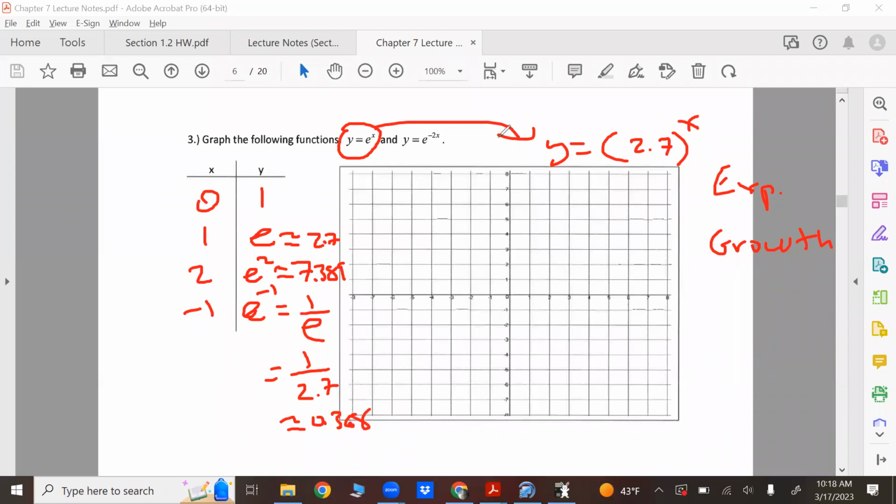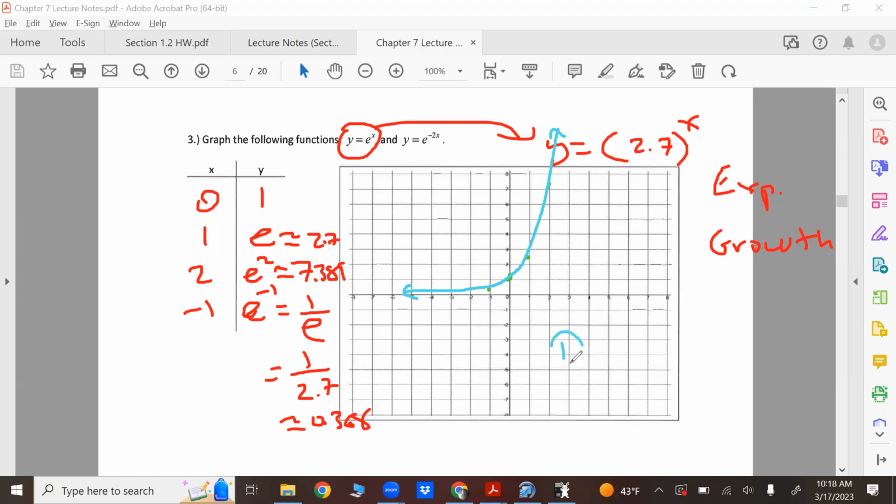So I plot the points. I'll do green. Always going to have a point right here at 0, 1. And then 2.7, obviously it's between 2 and 3. You don't have to be so precise. If you put it right here instead of right there, I'm not going to care. It's not a big deal. Just put it somewhere between 2 and 3. 7.389 is probably over here somewhere. And then negative 1 comma 0.368. So you have these 4 dots, and I'll connect them. And there you go. That's it.